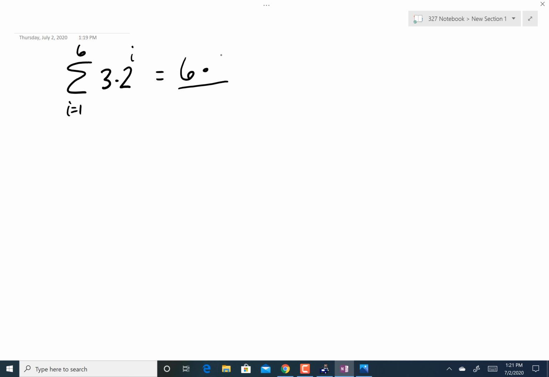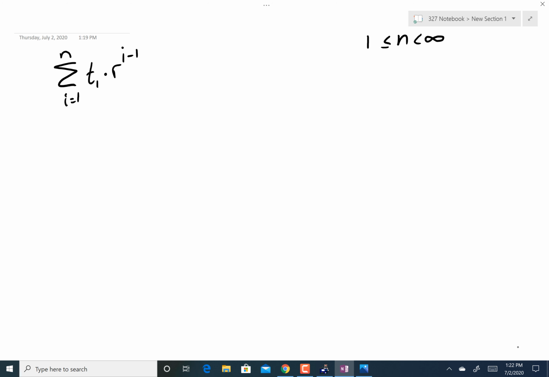No. Let me think about that. I'm making one up off the top of my head. Okay, so we want to show that the sum of this guy is equal to T1, 1 minus r to the n over 1 minus r.